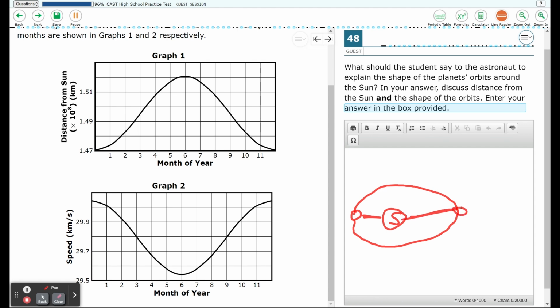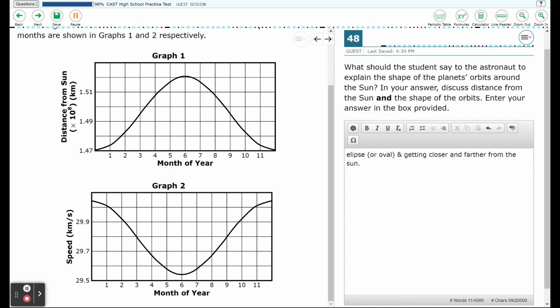By the way, it's farther from the Sun somewhere around June, and it's closer to the Sun somewhere around December. It's such a small difference, it doesn't affect the temperature or anything here very much. Temperature is affected much more by the tilt of the axis, which is a totally separate comment. So here, make sure you talk about the oval or ellipse, and that it's closer to the Sun at some points and farther from the Sun at other times.